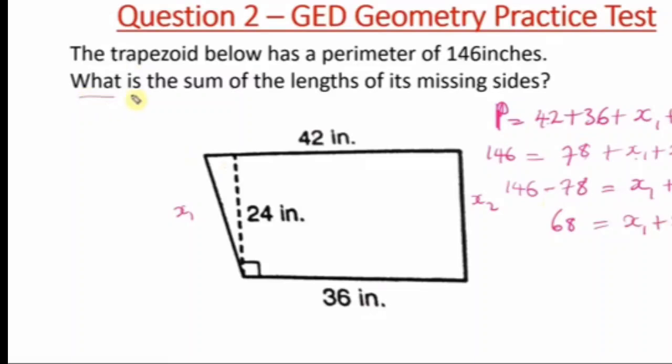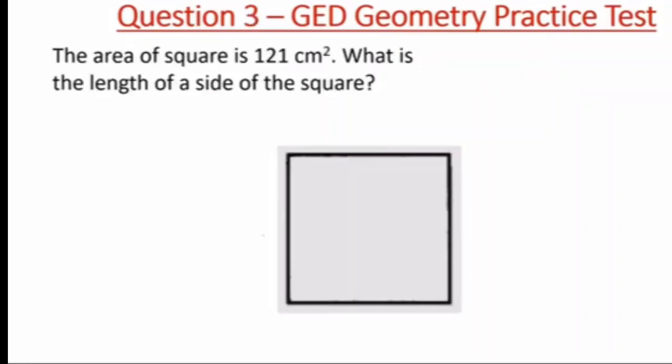So here our answer, because it says what is the sum of the length of its missing sides, the sum of the length of the missing sides is 68 inches. Don't forget the unit, inches. So this is the answer for question 2. Let's go to the next question.